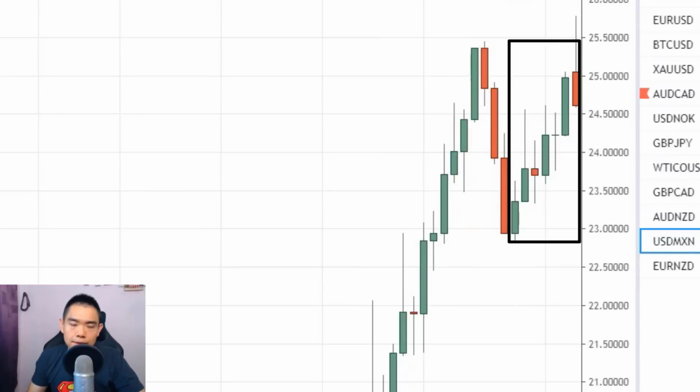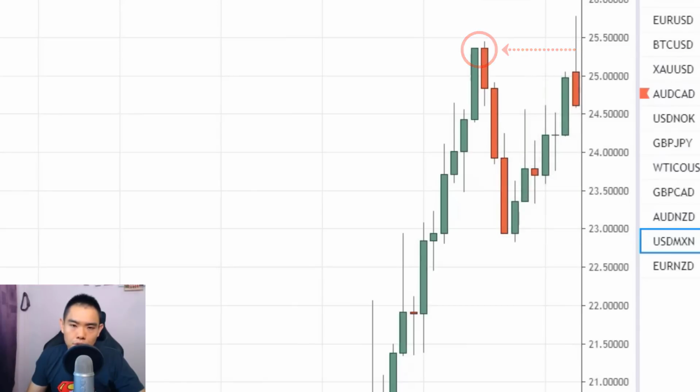Then it staged another rally and retested the previous highs over here. Then it got rejected and closed near the lows of the day. This is a valid false break. You can look to sell. Stop loss can go 180 above this high, and your possible first target could be somewhere about here.